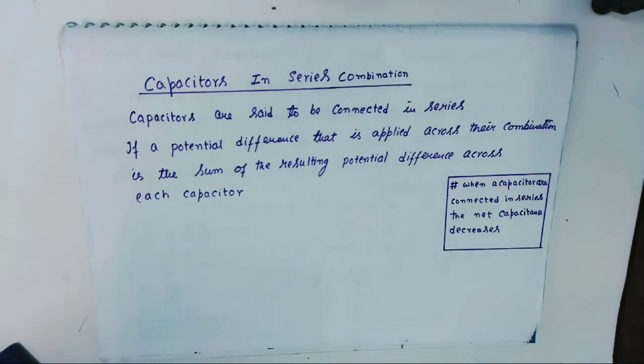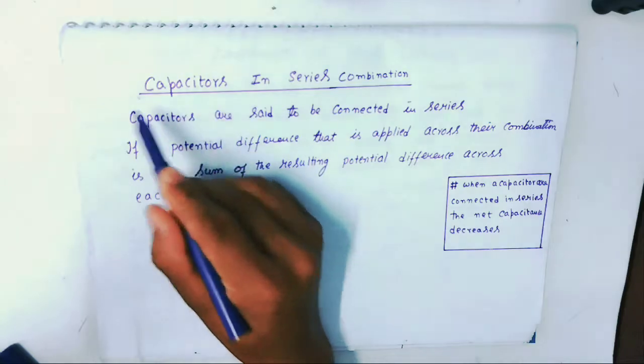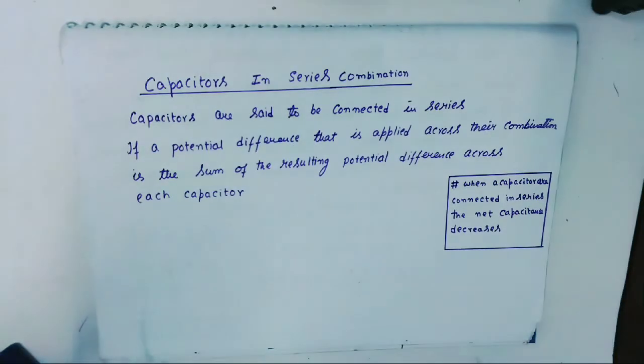The topic to be discussed is on grouping of capacitors. From the previous lecture, we have learned that a capacitor is a device for storing a large quantity of electric charge. So in practice, the capacitor is grouped in two ways, that is series or in parallel. So here, first of all, we will discuss capacitors in series combination.